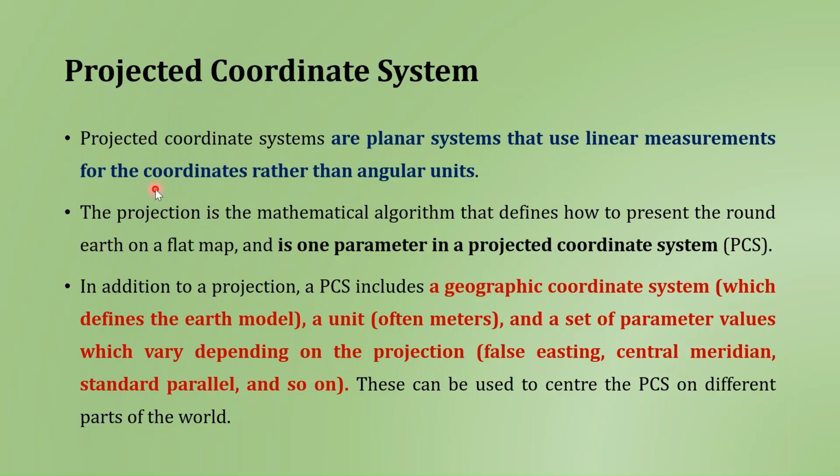But the projection which we use here is only one parameter in the projected coordinate system. In addition to the projection, a projected coordinate system also includes a geographic coordinate system, because this is necessary to define the earth model, then a unit, which is often meters, and a set of parameter values like the false easting, central meridian, standard parallel, and so on, which vary depending upon the projection. And these can be used to center the projected coordinate system on different parts of the world.